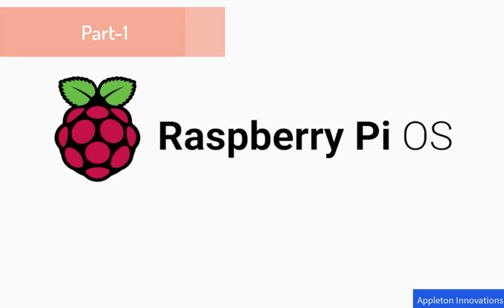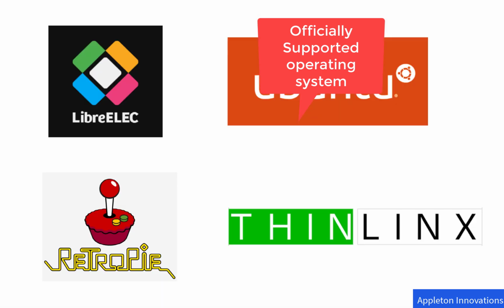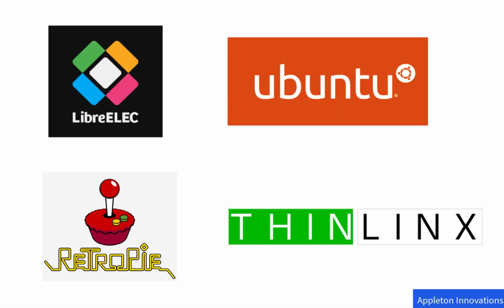Welcome to the lesson on Raspberry Pi operating system. Many operating systems are available for Raspberry Pi, including Raspberry Pi OS. This is the officially supported operating system. There are operating systems from other organizations as well.